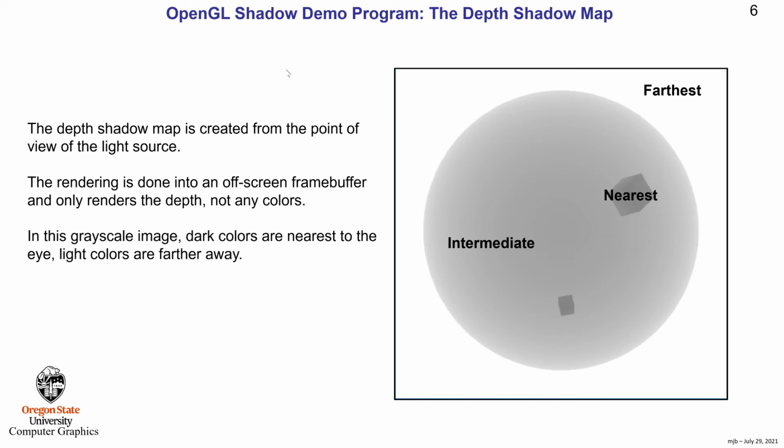So this is a sphere with a couple of rotating cubes. Anything that's white means very far, basically the Z buffer is at infinity. Anything really dark is close to me, and anything intermediate is somewhere in the middle.